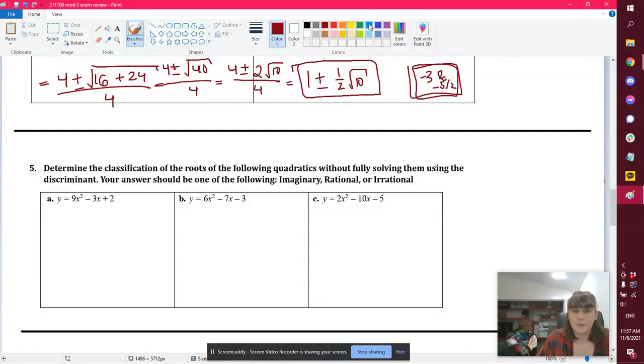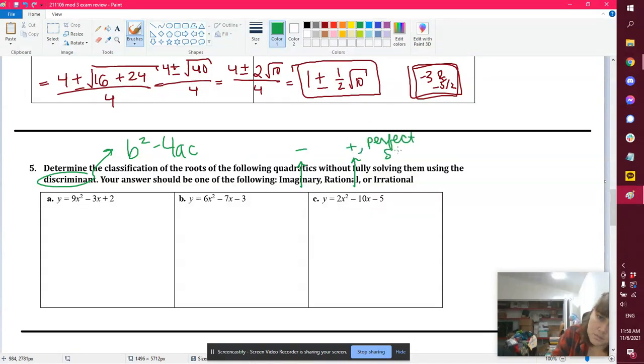For number 5, determine the classification of the roots of the following quadratics without fully solving them using the discriminant. The discriminant is all the stuff underneath the square root for the quadratic formula. Your answer should be one of the following. Imaginary, that's when our answer is negative. Rational, that's when our answer is positive and a perfect square. Or irrational, that's when our answer is positive and not a perfect square.